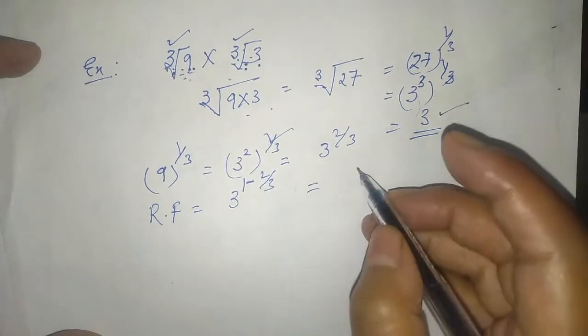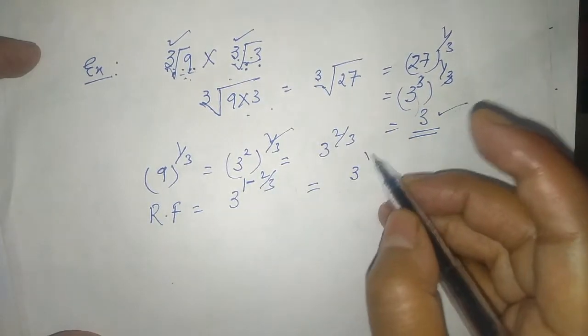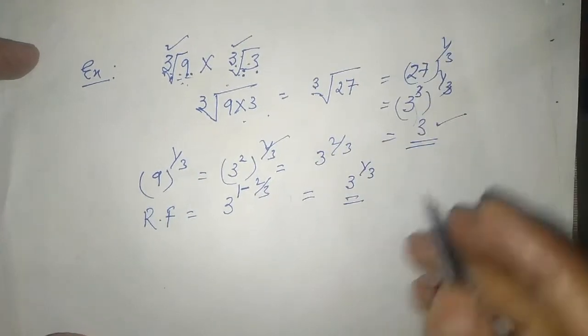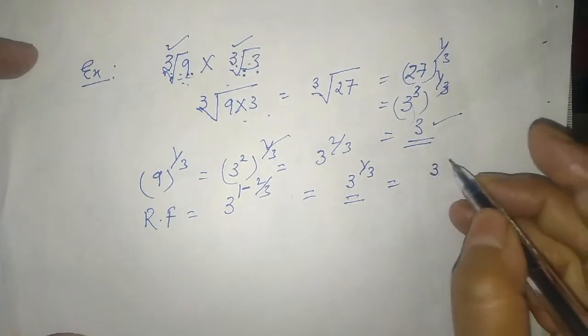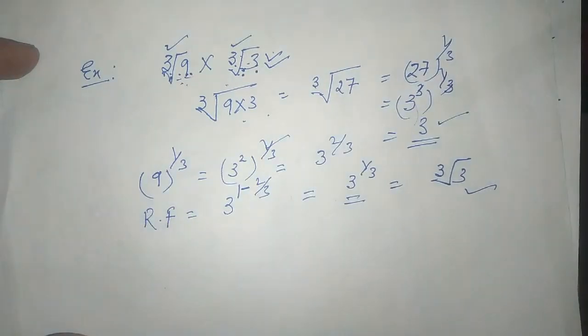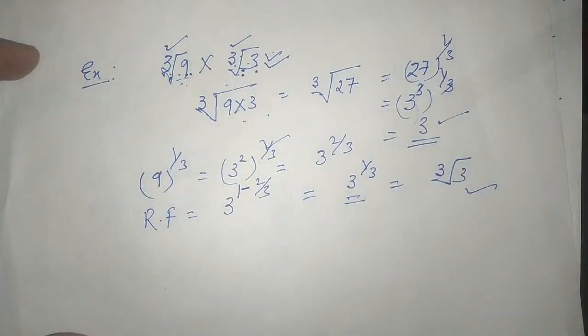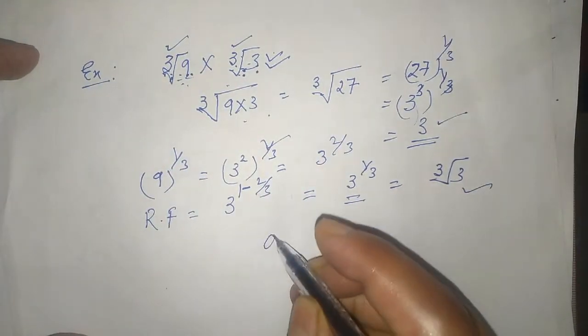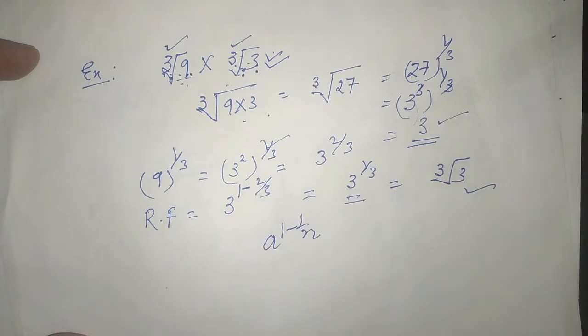So this becomes 3 to the power 1 upon 3. So we can write it like cube root of 3. So that was the another number that I've told in the product, but we can verify this with the formula of a to the power minus 1 upon n.